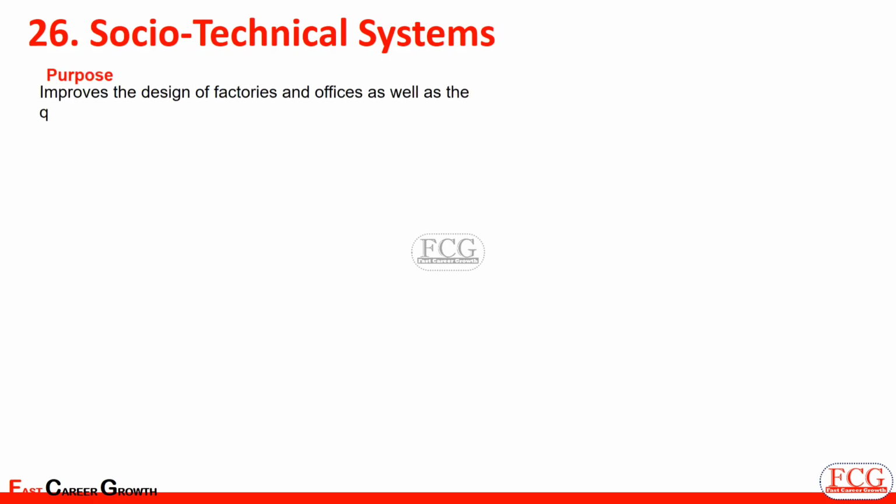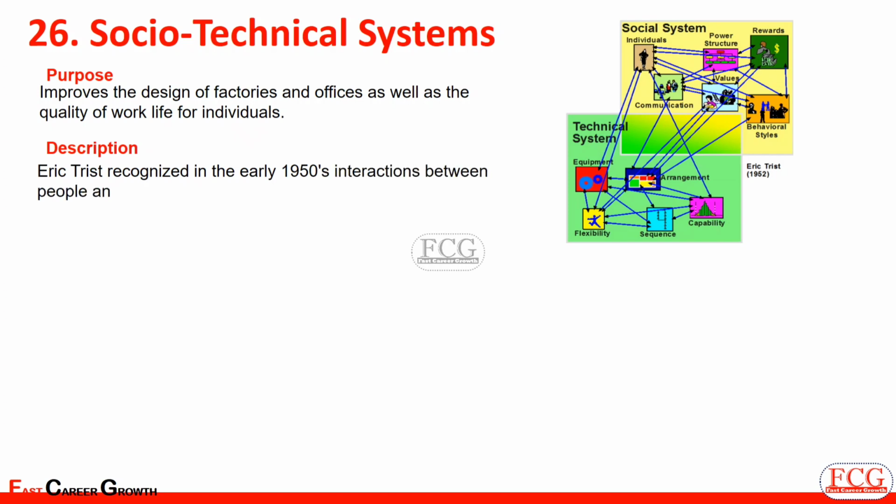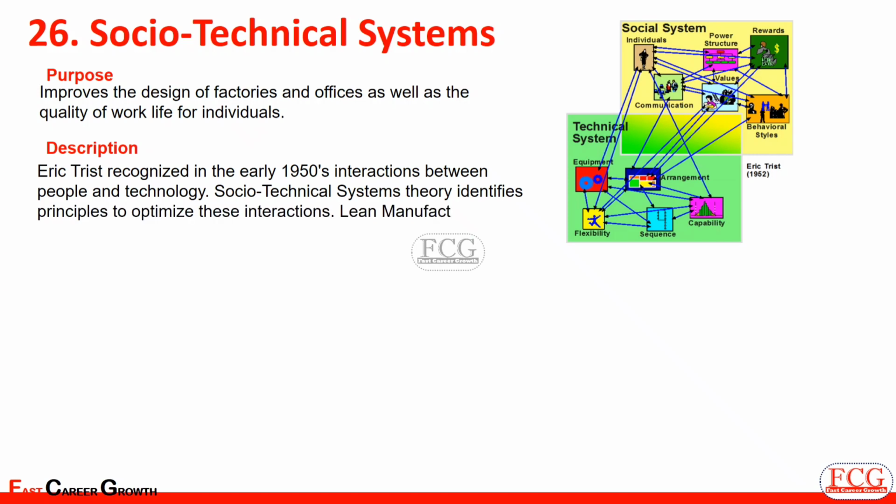26th Lean manufacturing tool is socio-technical systems. Improves the design of factories and offices as well as the quality of work life for individuals. Eric Trist recognized in the early 1950s interactions between people and technology. Socio-technical systems theory identifies principles to optimize these interactions. Lean manufacturing applies many of these principles.